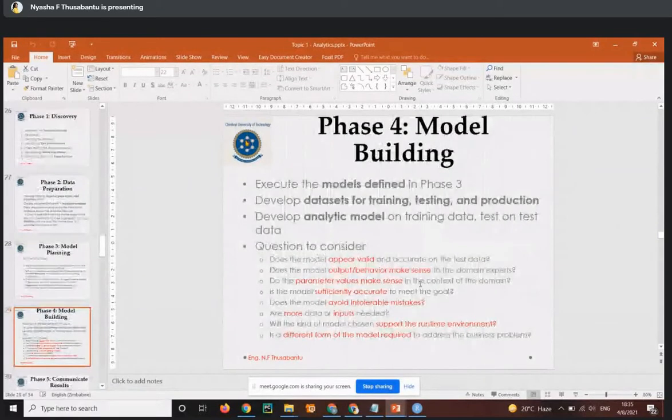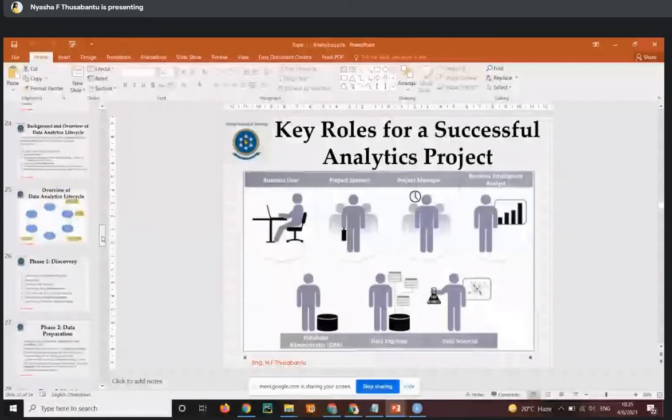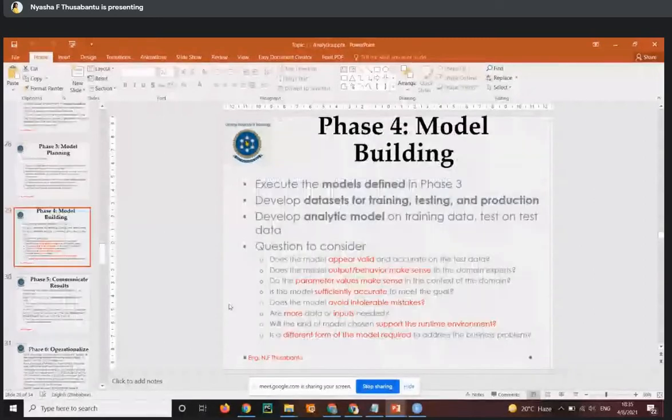These are the questions to ask yourself. Does the model appear valid and accurate on the test data? Remember that in model building, you can now see how these things are linking for a successful project. And in this case, when you start asking, does the model appear valid?